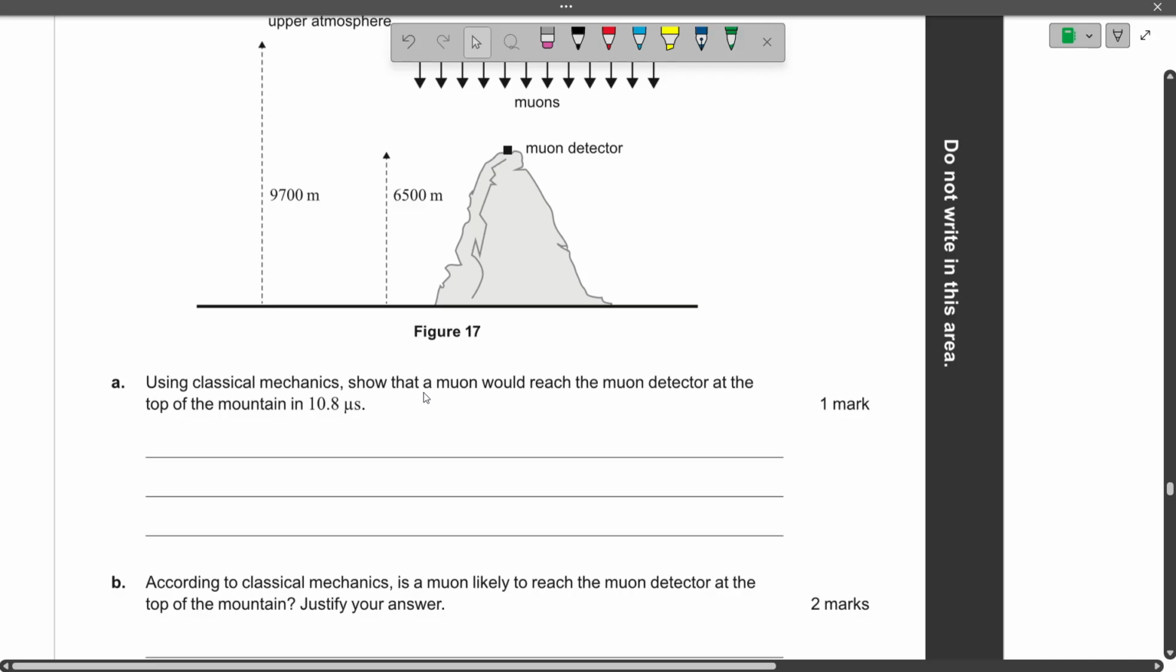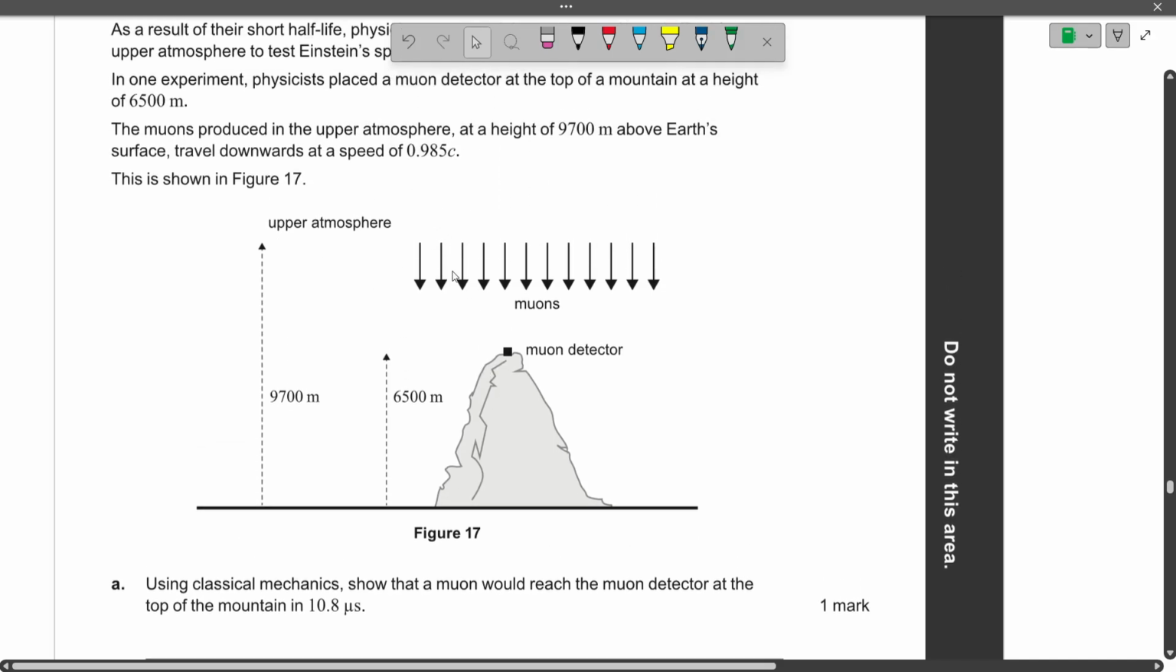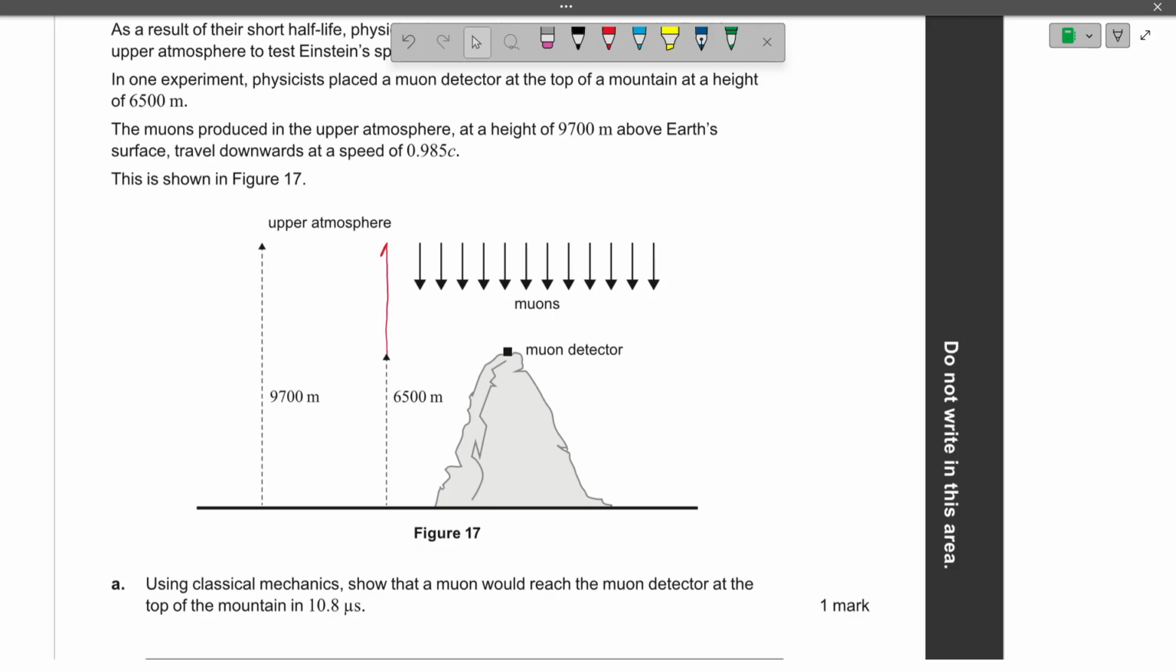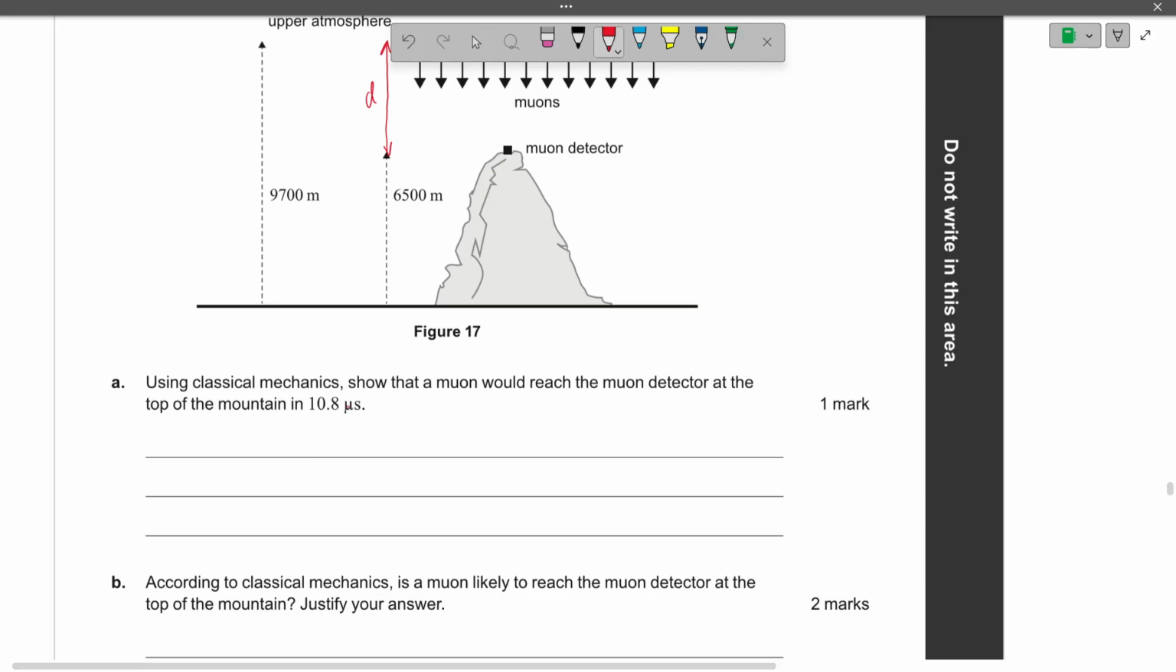Using classical mechanics, show that a muon would reach the muon detector at the top of the mountain in 10.8 microseconds. All right. So the muons are traveling at a particular speed, and they would need to travel a particular distance. That's this difference here. And we're required to show that in order to travel that distance at that speed, it would take that much time. So that's just a speed, distance, time question.